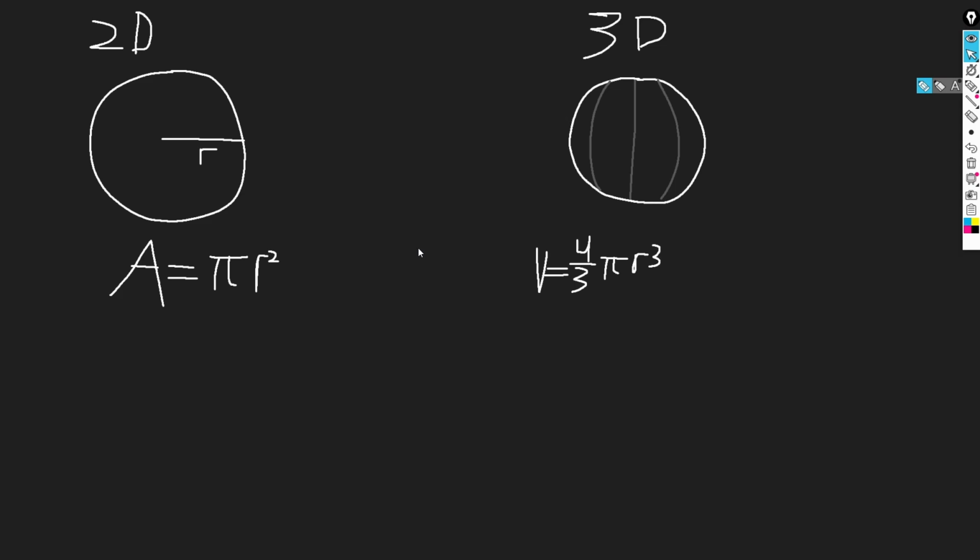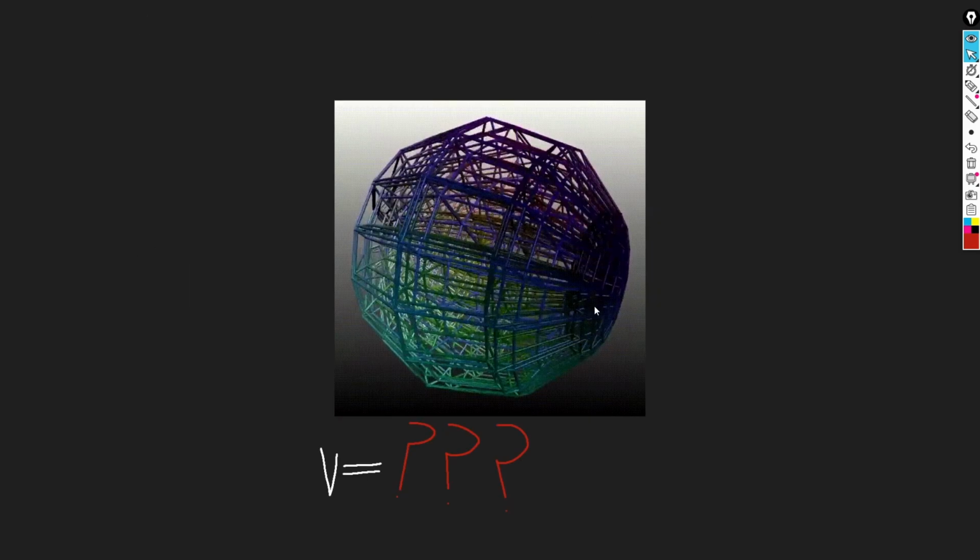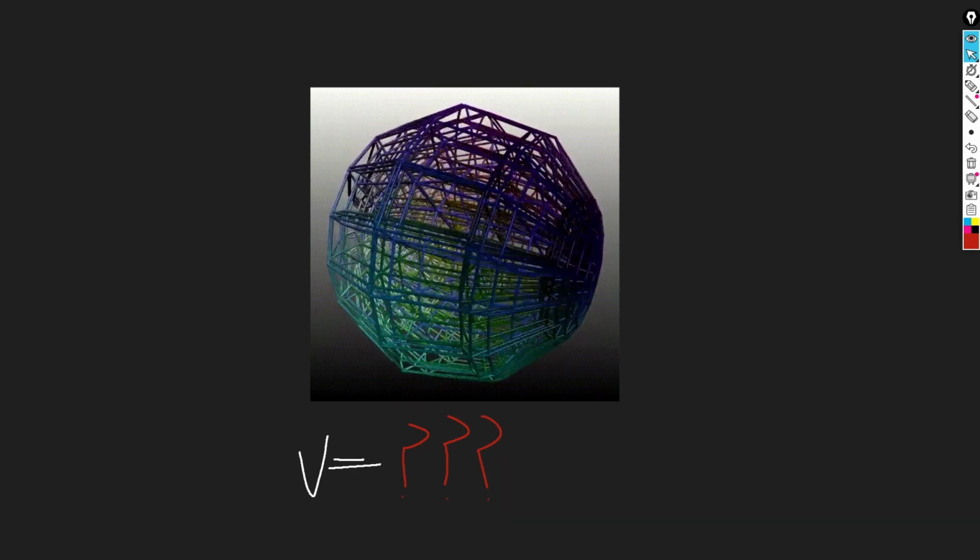So hopefully we all know that the area of a 2D sphere is pi r squared, and the volume of a 3D sphere is 4 thirds pi r cubed, and the volume of a 4D sphere is... Wait, what? In this video we're gonna derive the volume of this thing, and the derivation requires just a little bit of calculus.